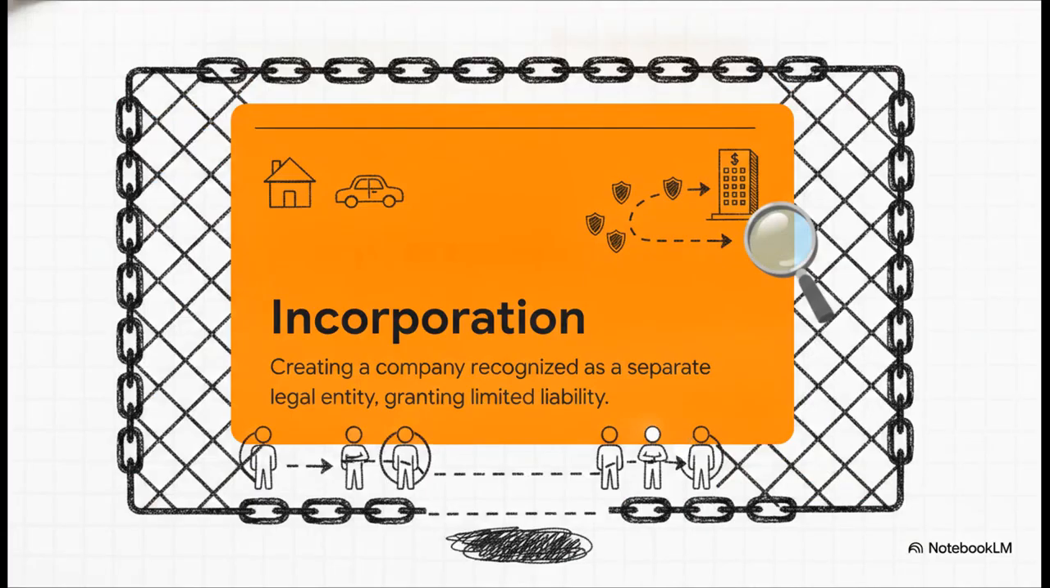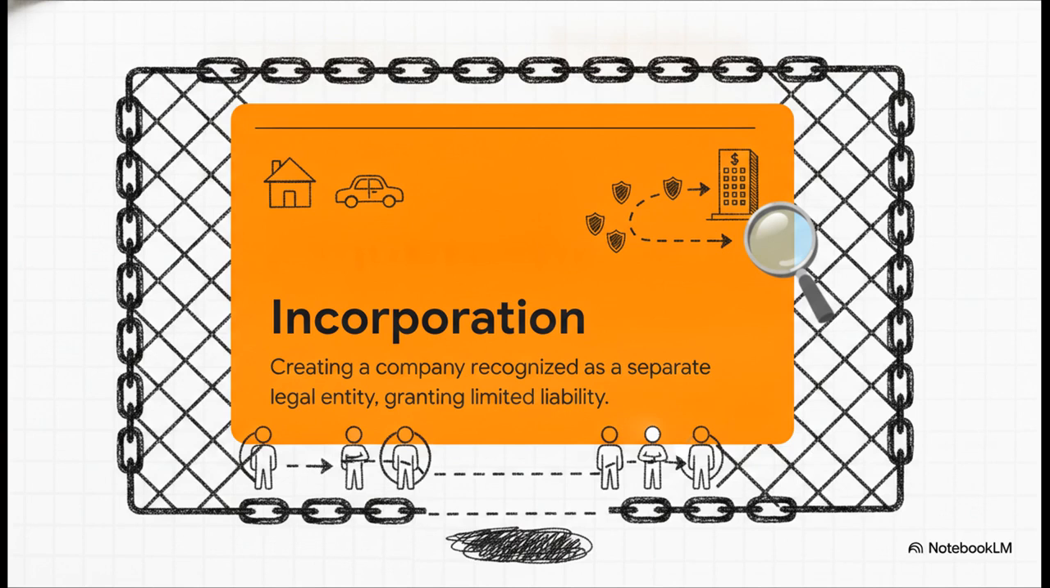So to solve those terrifying real-world problems of unlimited liability and, honestly, the inability to raise big chunks of capital, a business can evolve. They do this by going through a process called incorporation. And this is a real game changer because it creates a legal firewall. Through incorporation, the business literally becomes its own separate legal entity. It can own property, it can sign contracts on its own.